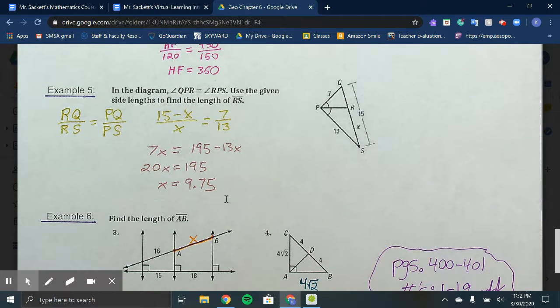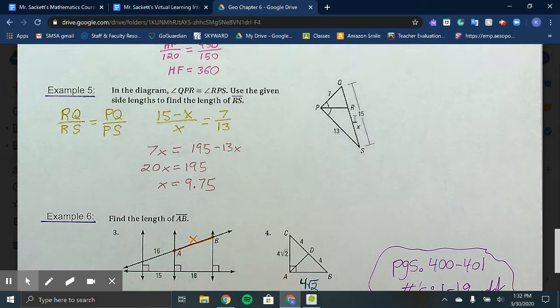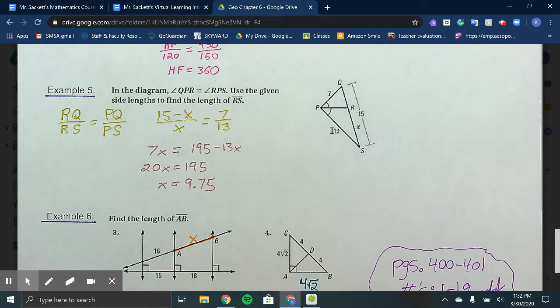Example 5 states in the diagram, angle QPR is congruent to angle RPS. Use the given side lengths to find the lengths of RS. So looking at this, we could state proportion RQ over RS equals PQ over PS. So we're looking at RQ, this small piece right here, over RS, the bigger piece down here, and then PQ, the small piece up here, over PS, that longer side there of that bigger triangle.